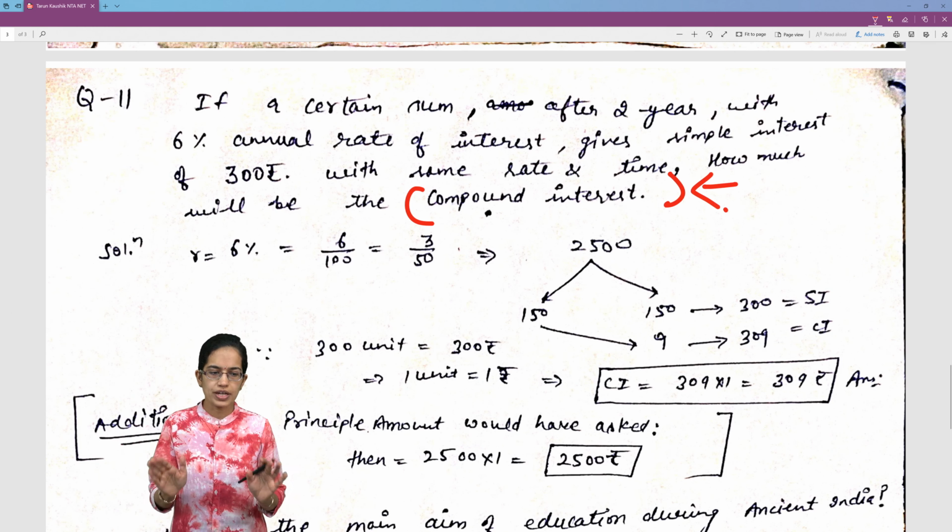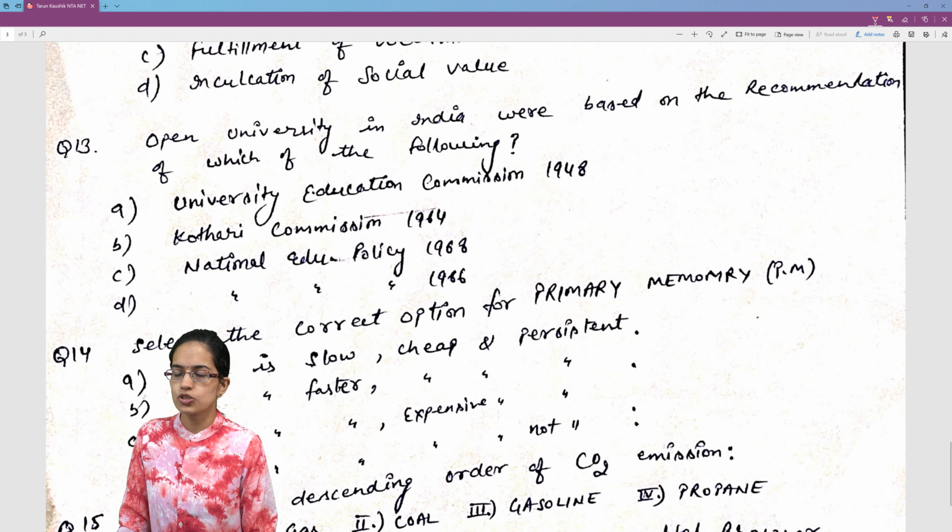Ancient India and universities across ancient India, their motto, their establishment, the foreign travelers who visited, and during which dynasties those were established are important. We have covered a separate class on the major ancient universities of India, so make sure you cover those carefully. The next is open universities in India, which have been based on a recommendation. Committees and recommendations are again commonly asked.